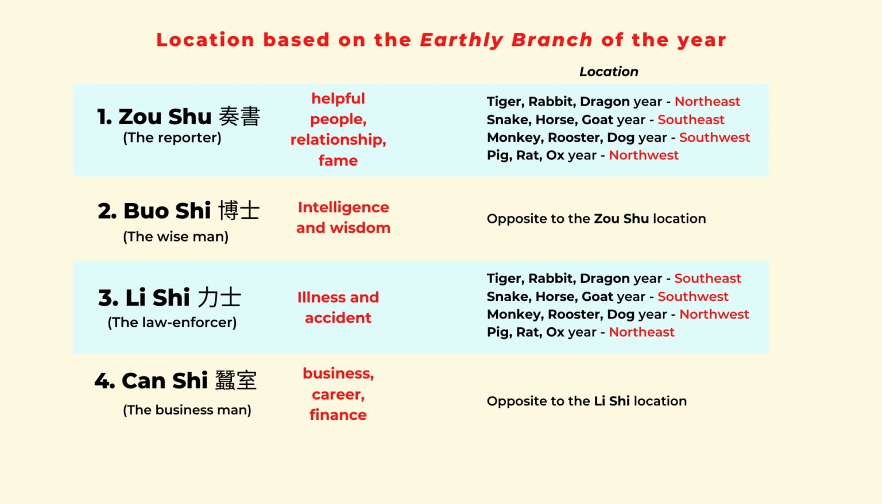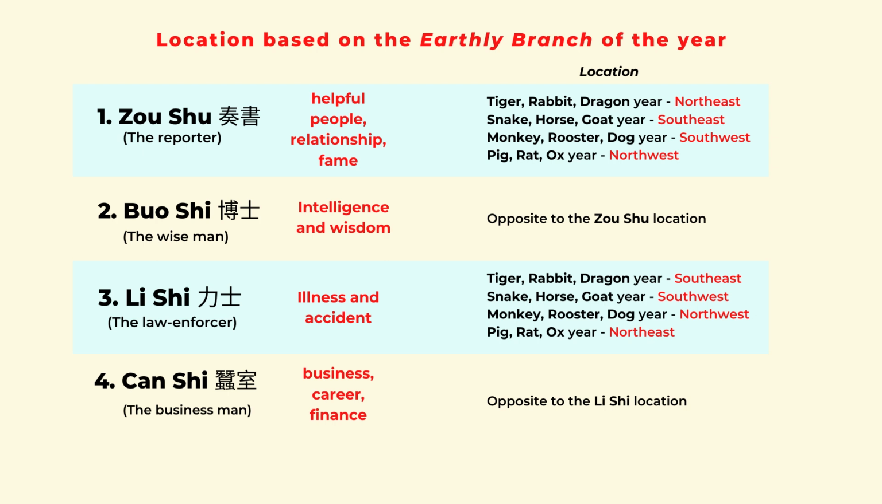Since we are in the red year, 2020, you can see the bottom line, the pig, rat, and ox year. The 咒书 goes to the northwest. And the following 3 years, you can see the top, the tiger, rabbit, and dragon, the 咒书 goes to the northeast. And after that, snake, horse, and goat year, the 咒书 goes to the southeast. And after that, monkey, rooster, and dog year, the 咒书 goes to the southwest. So that's the basic rule.